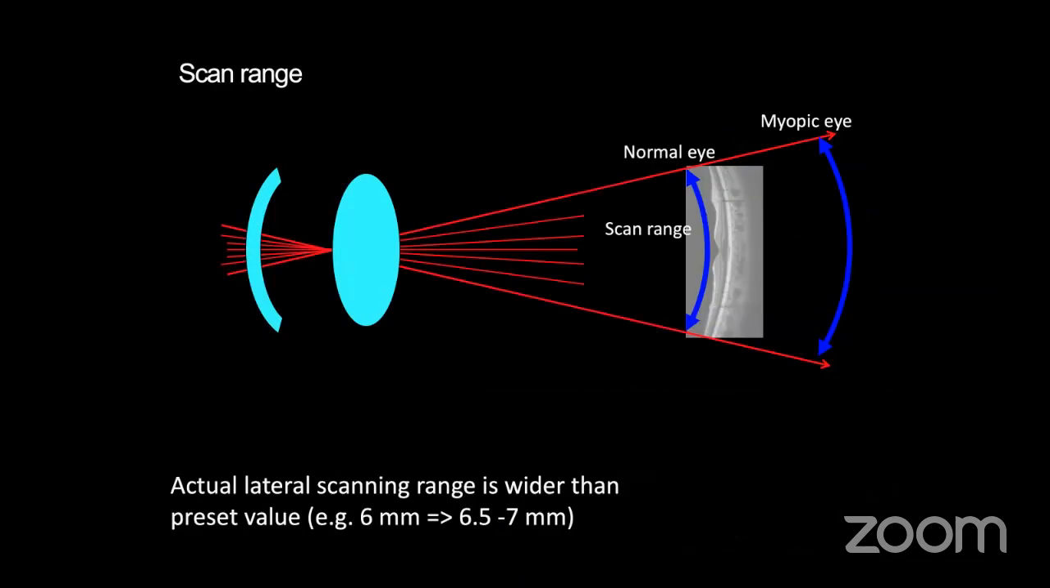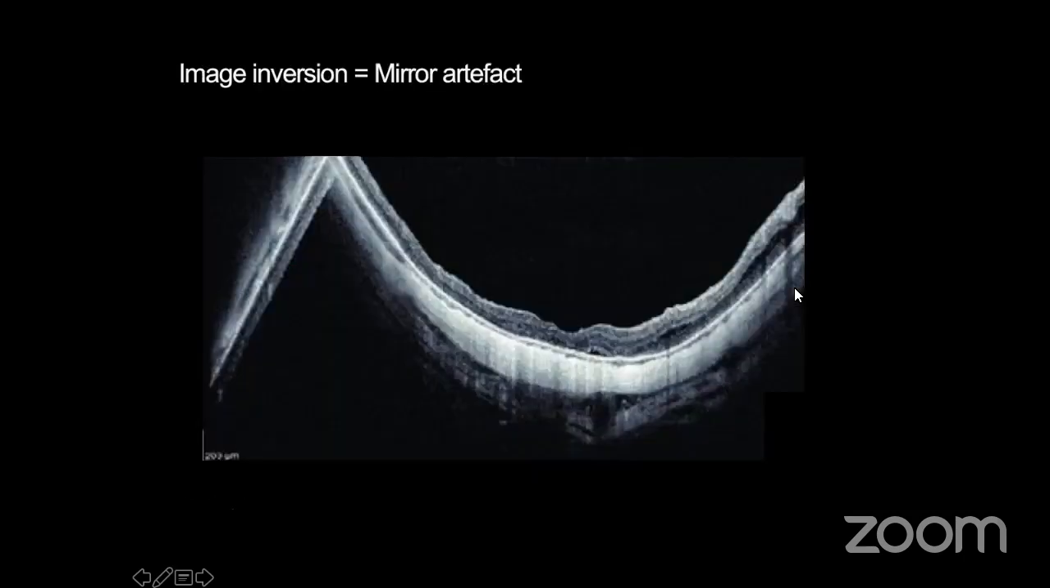One useful tip when we image patients with staphyloma is that the lateral scanning range is often wider than what we're selecting on the machines. For example, if we select a 6mm scan, this usually ends up 7mm, and this is because of the axial elongation of the eye. When we image highly myopic patients, we also come across what we call image inversion or mirror artifact. And actually some software can correct that.